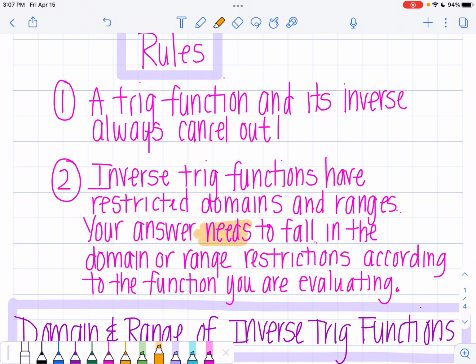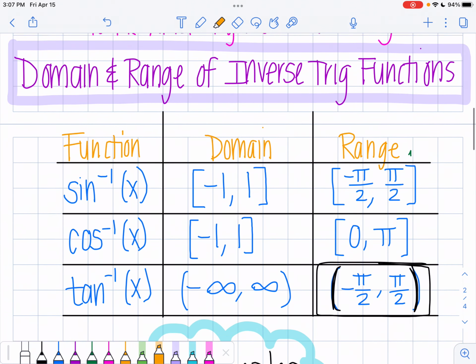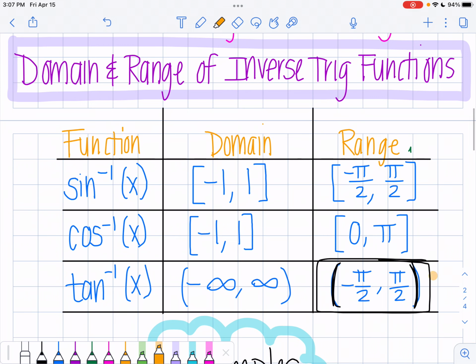So that means, and I made this table for you, that you have to pay attention, depending on if you're looking at inverse sine, inverse cosine, or inverse tangent, to where you're allowed to evaluate. Otherwise, we say that our answer is undefined because it's not part of the range.